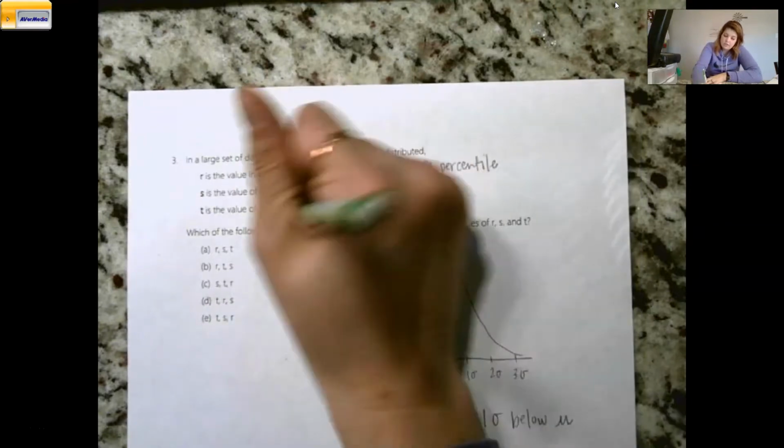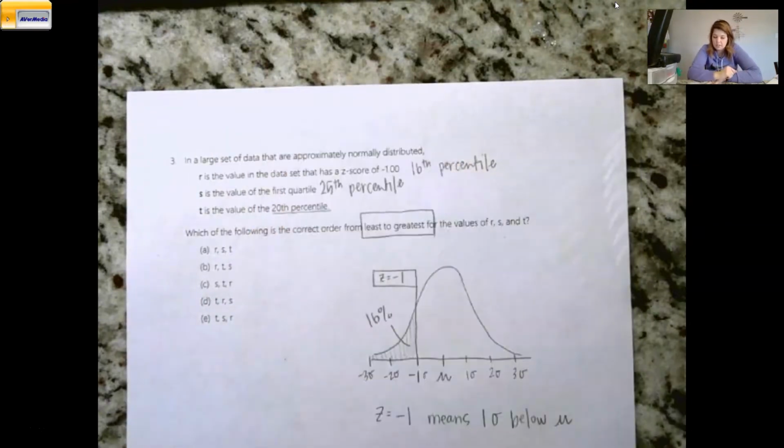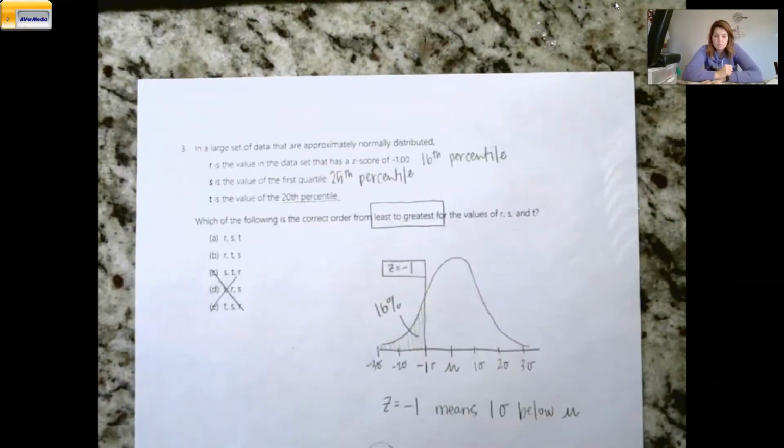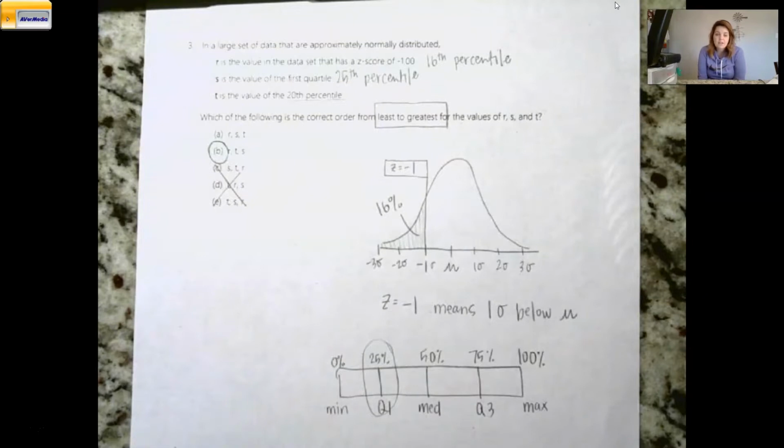Then lastly, they just give us T is the 20th percentile. So if we wanted to order these least to greatest, the smallest one is R, which means C through E is out. Then the next one would be T, so that gives us the answer must be B. So they gave us the position of 3 of the observations and wanted us to order from least to greatest. We were able to do that by changing those positions to a percentile.